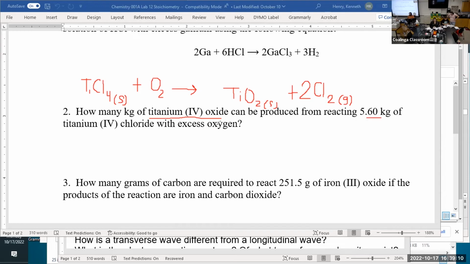So we don't have to worry about that. We just need to worry about how much we can actually produce. We have as much oxygen as we possibly need. So then we start off with our given. What's our given? One molecule.